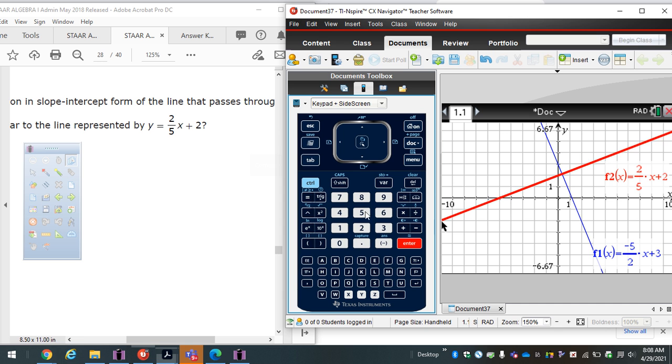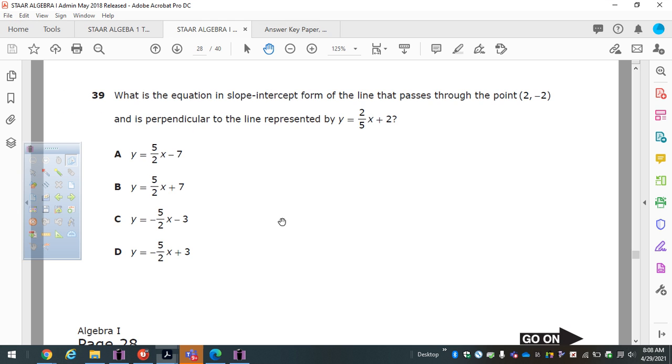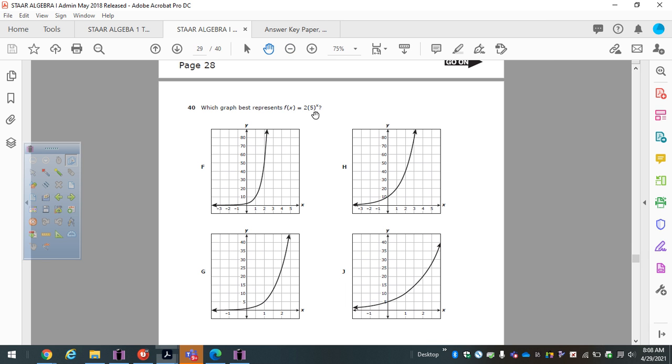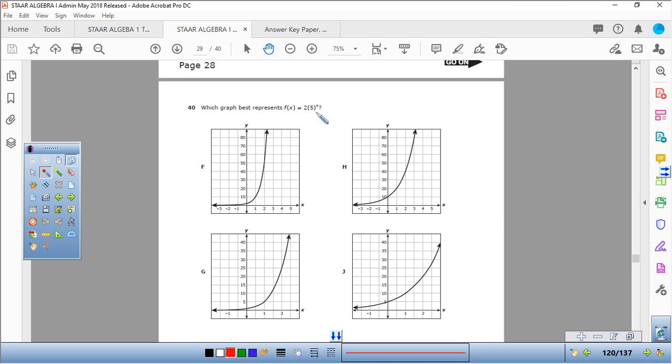Perpendicular, you see how they're 90 degrees? All right. Which graph best represents? No. Oh, that doesn't help me at all. They're all, what? Look at this. They're all going up. So I was looking for one that goes down, decay. None of them do that.